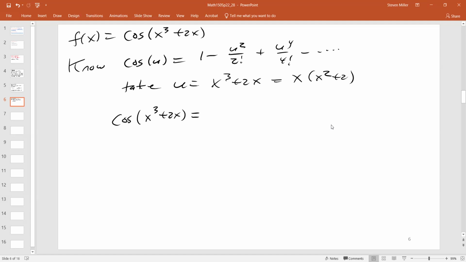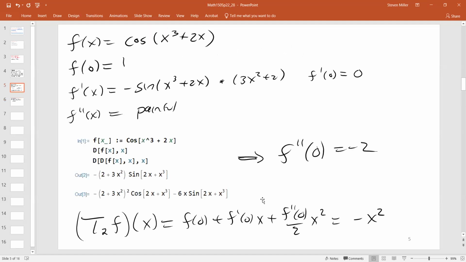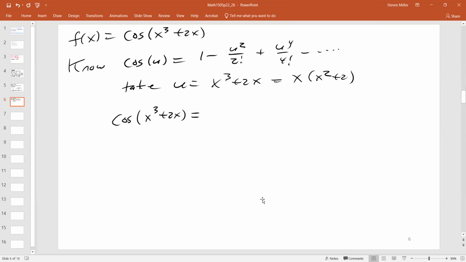Oh, so sorry, on the last page, I said it was 0. It's actually 1 minus, because f of 0 is 1. So just 1 minus x squared. I don't care enough to go back in time and slice the video.